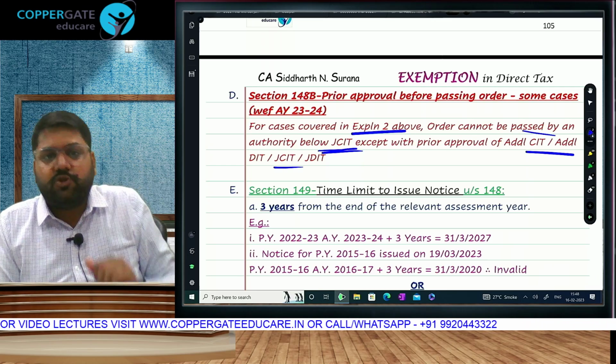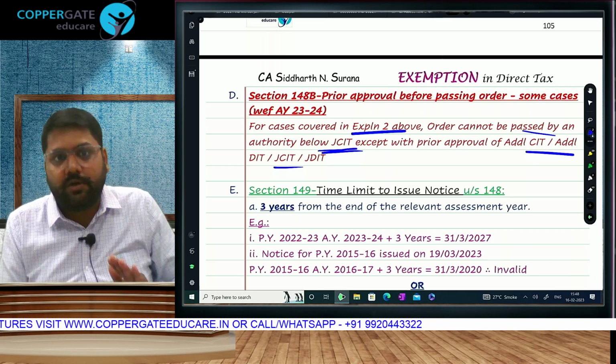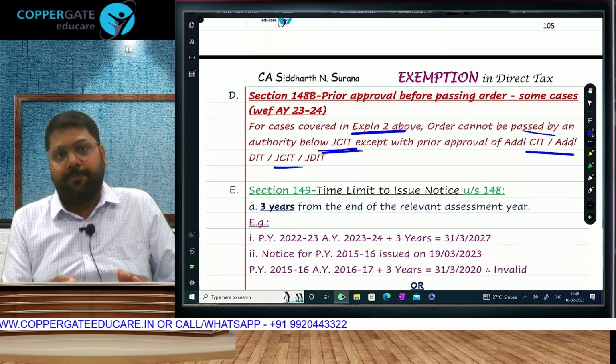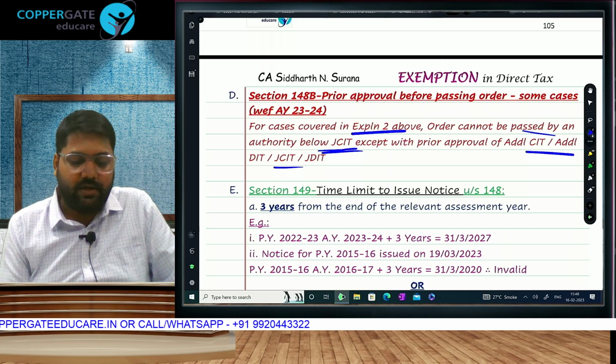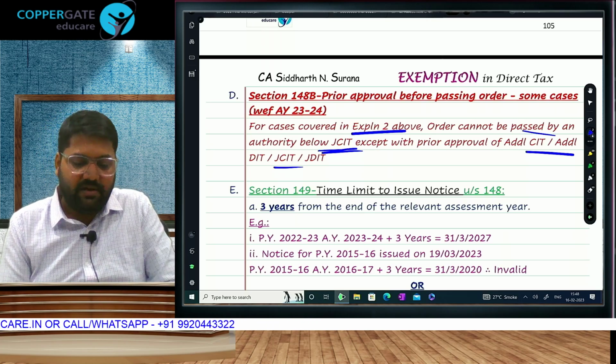So, additional and joint are the senior-most assessing officers. Joint has to pass the order. Below joint, the order cannot be passed. However, if the additional or joint approves, then below joint also the order can be passed. But that is in which cases? Search, requisition and survey cases.